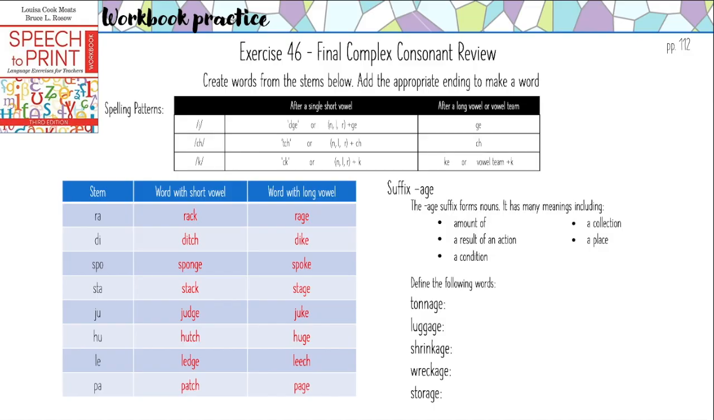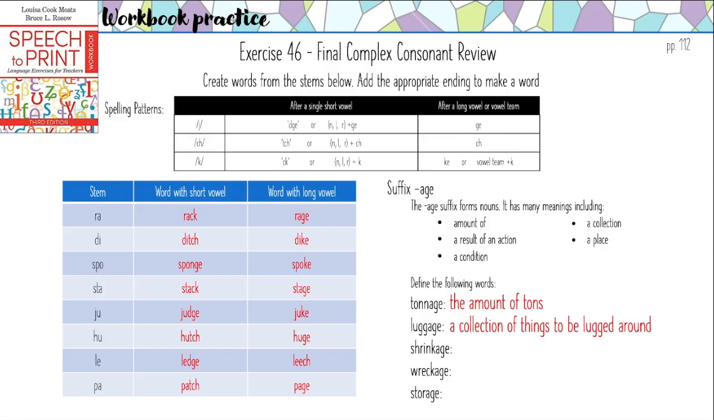So you take that and you look at the base word and think, is this going to show me an amount, or is it going to show me a place? So take a minute, look at tonnage, and what do you think? Is AGE going to be which one of those things? Hopefully you had a chance to pause. And if you said an amount, yeah, tonnage is an amount of tons. Luggage would be a collection of things to be lugged around.